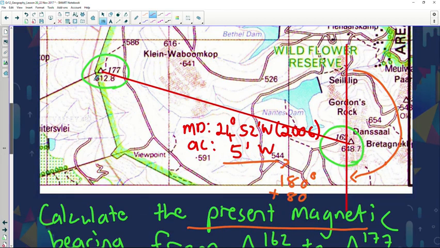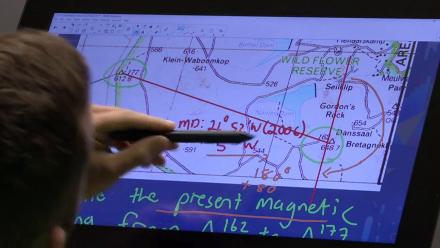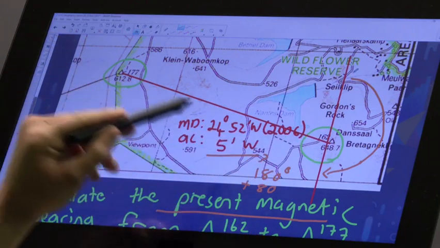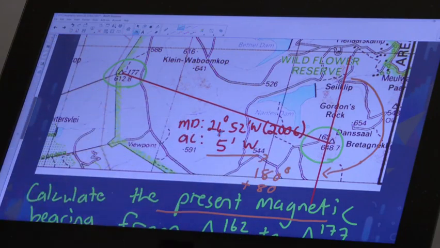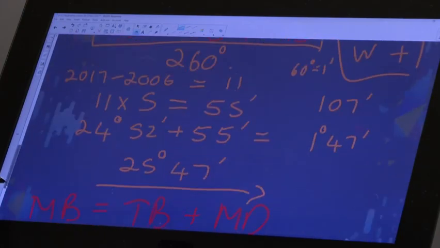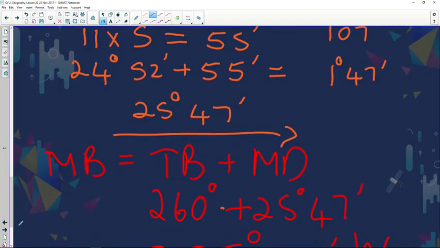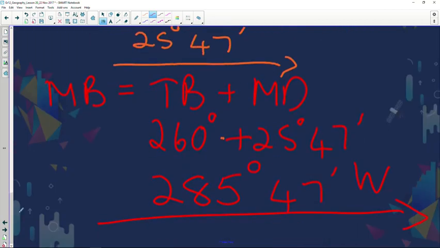What did we do? We determined the true bearing, we calculated the magnetic declination, we added the two together, and we got a final answer.